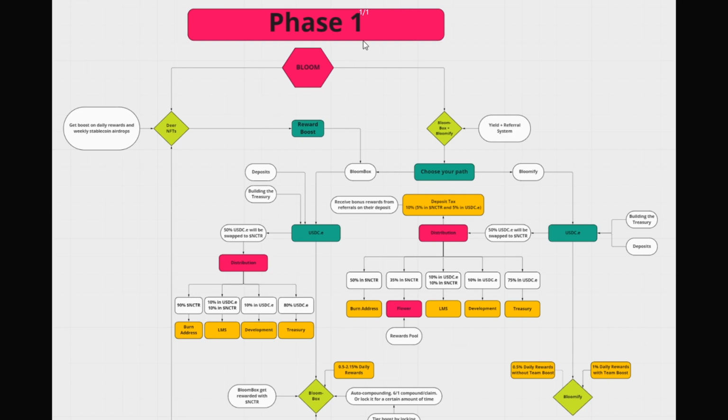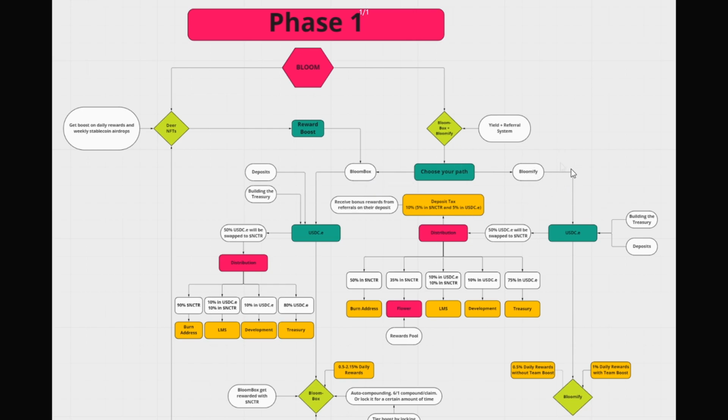But if we take a look at where we start, we start off here with Bloom. If we go down here, it says choose your path, and this is where the Bloombox comes into play. In a very quick summary, the Bloombox is kind of similar to a node, where you have an investment as an NFT, and then you can compound. It can actually increase in daily rewards, and you can compound and claim that percentage every day. So it's very similar to a node aspect. Now, what I want to talk about is the Bloomify side of things.